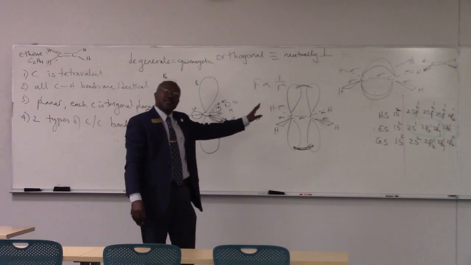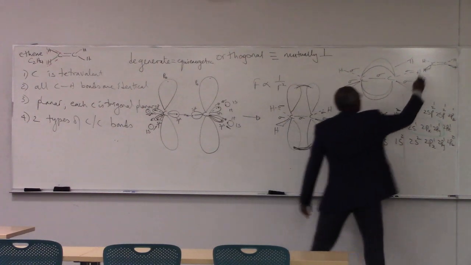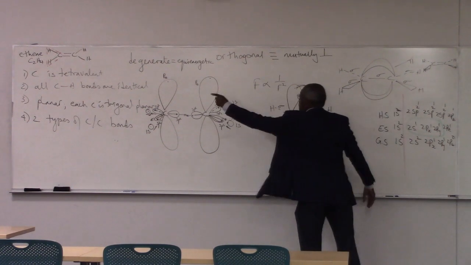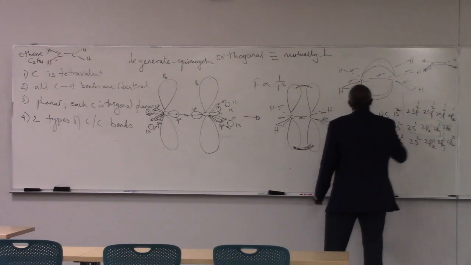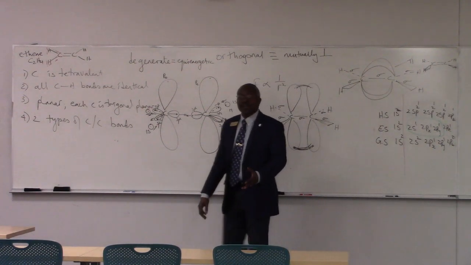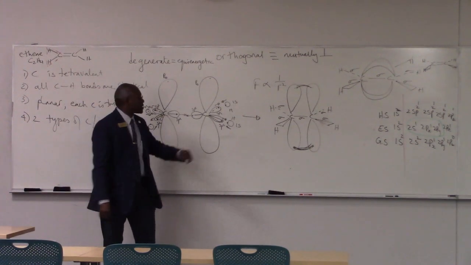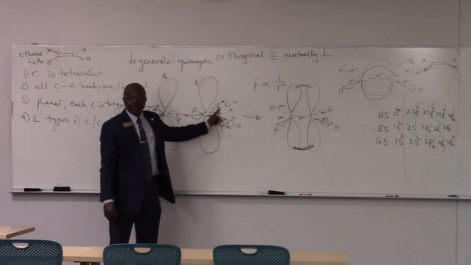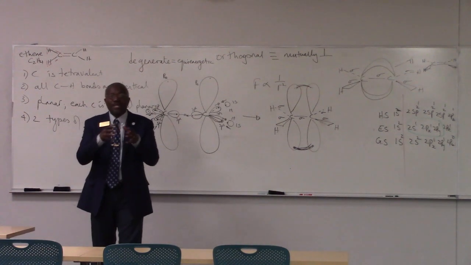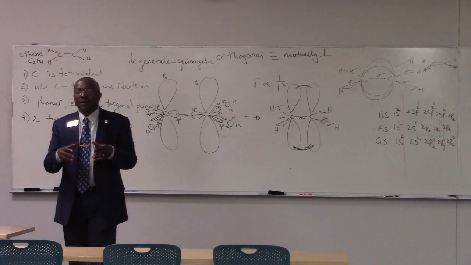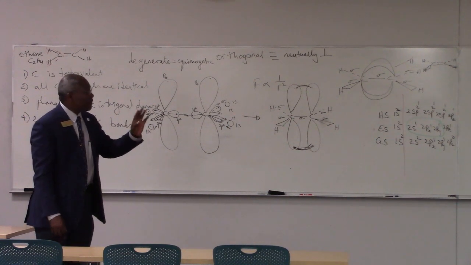Is that consistent with my observations? Well, let's see. 1, 2, 3, 4 bonds, tetravalence. All of the CH bonds are identical, and of course they are. They're formed from the same basis set of orbitals: sp2 on the carbon and s on the hydrogen. If I use the same types of orbitals across the different atoms, the bonds are going to be the same. So I make 4 identical bonds.